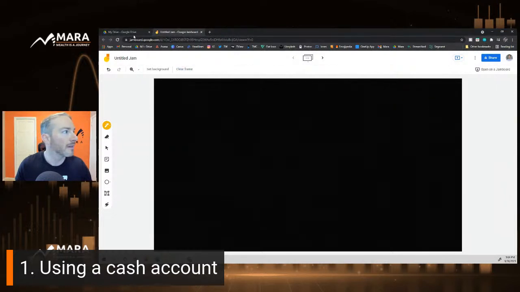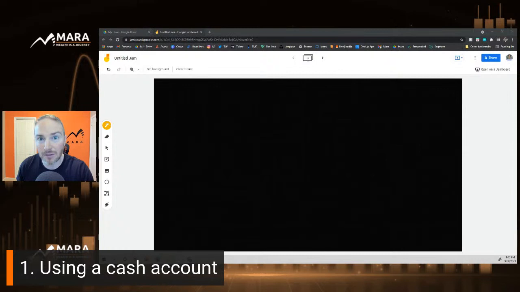But let's talk about some other suggestions for day trading with a small account and working around the PDT rule. So number one is going to be using a cash account, and using a cash account with a broker that ideally has a phone number, customer service, that you could call them up at and verify that yes, you can use your cash account to day trade with.